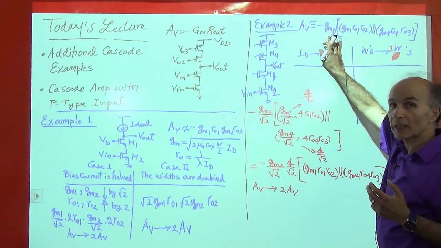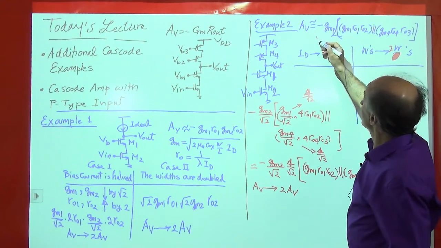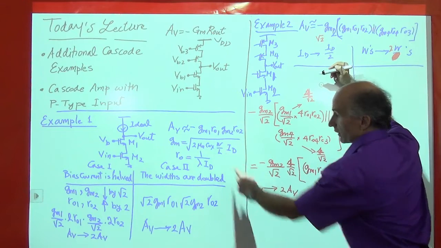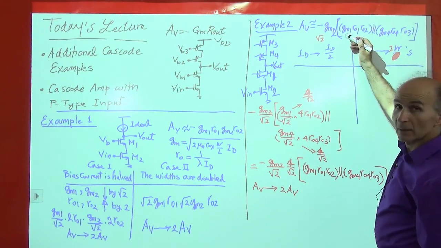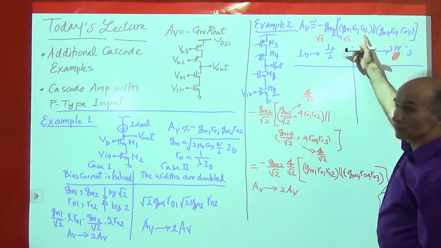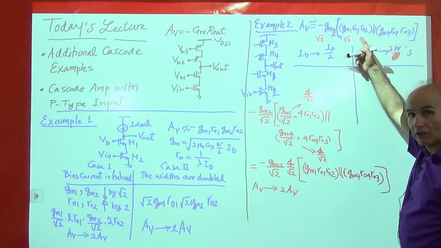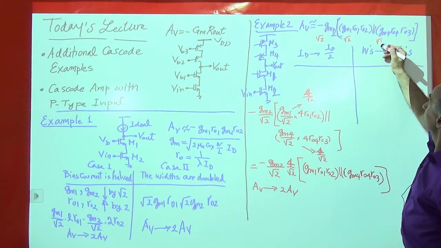So GM2 becomes square root of 2 GM2. This is a factor of square root of 2 because W has gone up by a factor of 2. GM1 also goes up by square root of 2. RO1 and RO2 do not change because they do not depend on W for a given current. GM4 is multiplied by square root of 2.